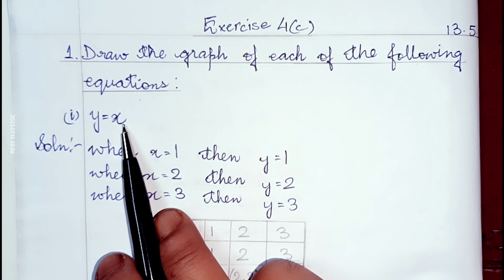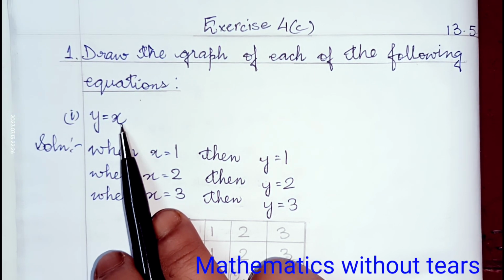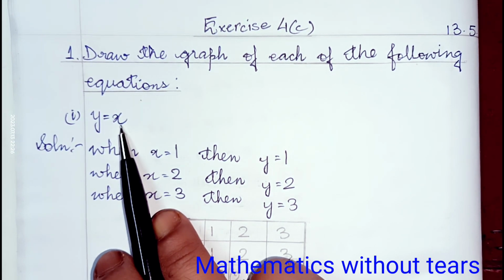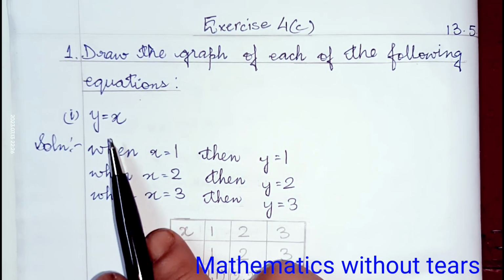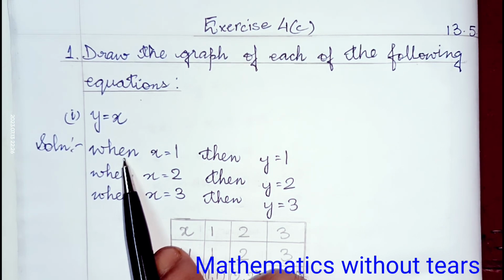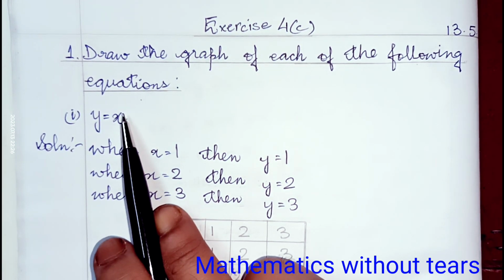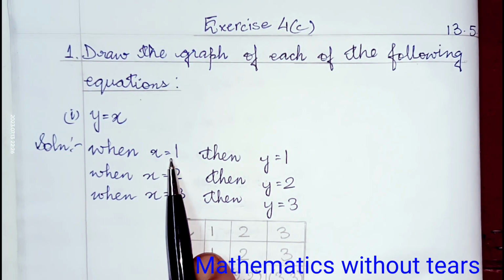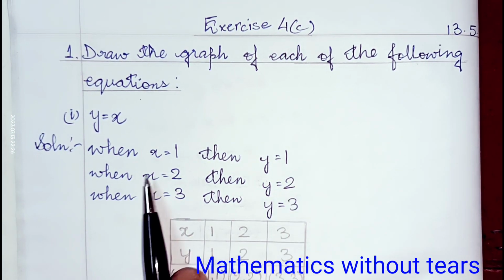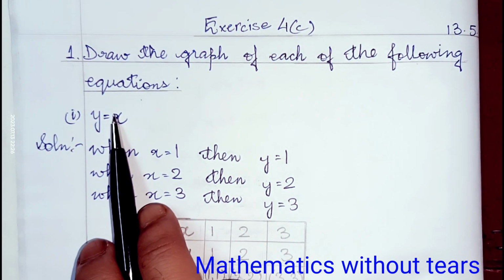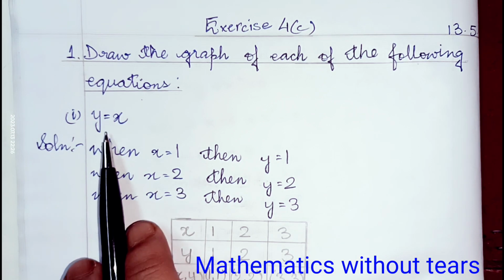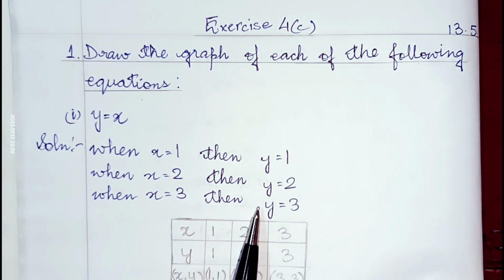Here we have to take different values of x. These values you can take as per your choice. Here you can take 0, 1, 2, 3, any value can be taken, and you have to find the corresponding values of y. Suppose we have taken initially when x is equal to 1. If x is 1, y also will be 1. So we can write when x is 1, then y equals 1. Suppose we have taken x equals 2. If we replace x by 2, then y also will be 2. If we take x equal to 3, then y also will be 3.